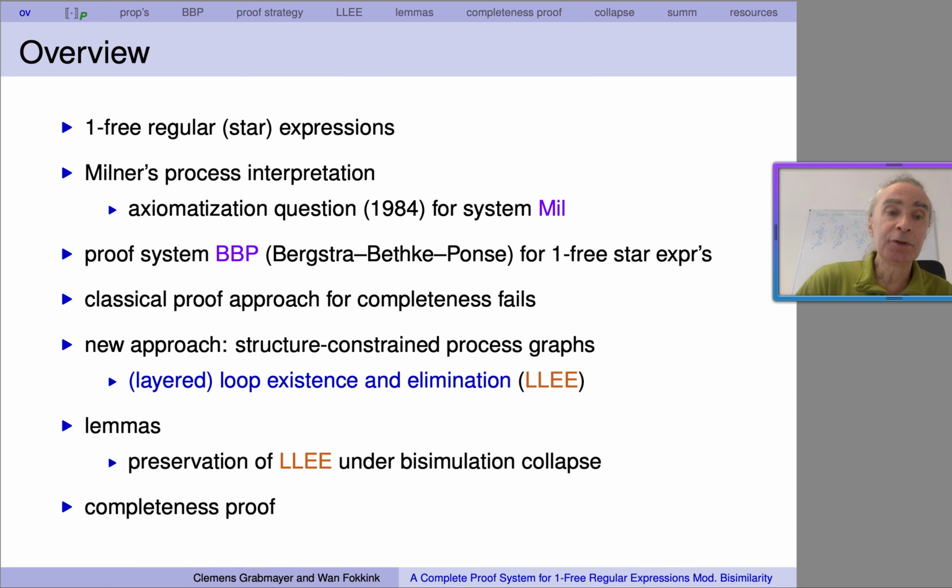I will explain to you the main lemmas of our completeness proof, and in particular the most crucial lemma is one that states the preservation of the structure property LEE under bisimulation collapse. I will then put together these lemmas in a dynamical way to show you the inner workings of our completeness proof.